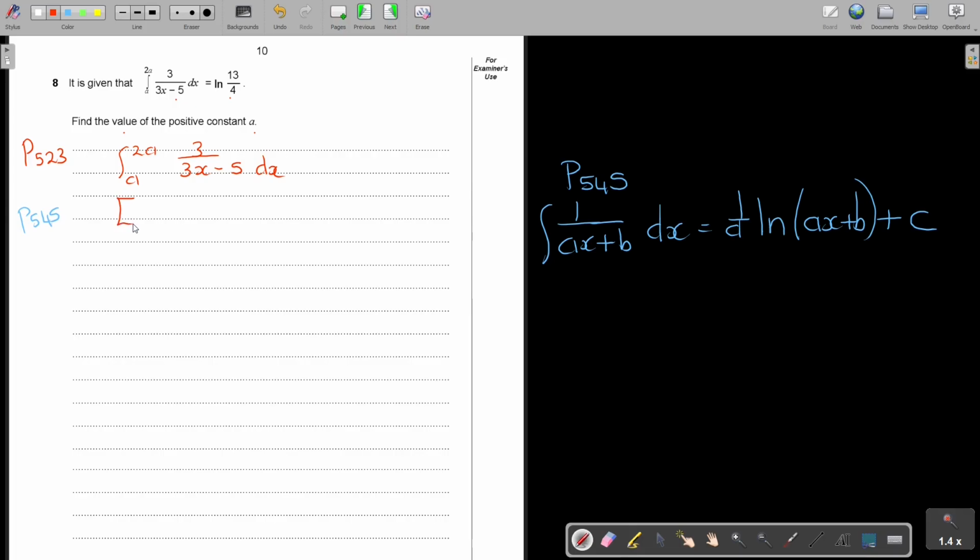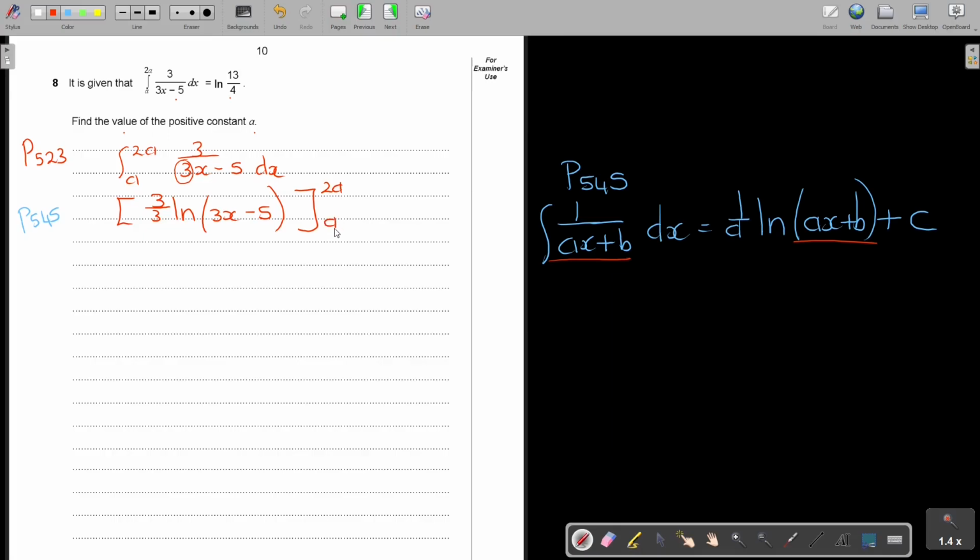Keep the 3 on top, and the coefficient of x is also a 3, so it's 3 multiplied by 1 over 3, which is 3 over 3, and then ln, and then just that bracket. Let's just write the bracket down. So ln of 3x minus 5. And then the boundaries will be 2a and a.